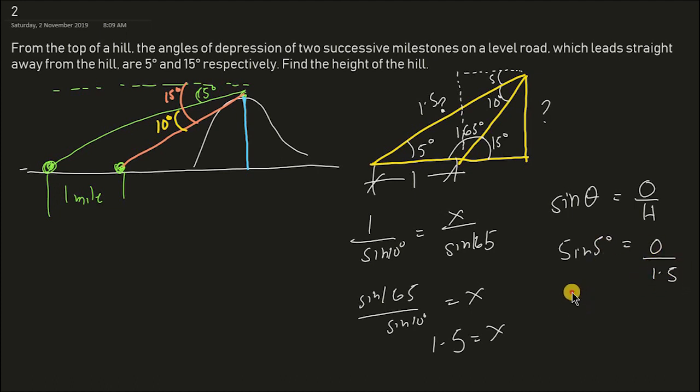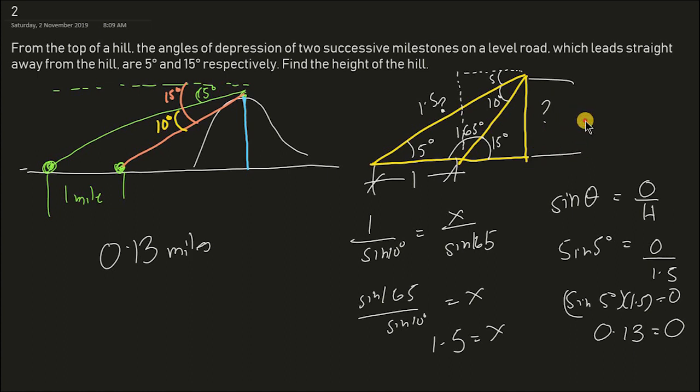Transpose natin yung 1.5 sa kabila. That's sine 5 degrees times 1.5. That would be the value of the opposite or the height of the hill. So, doing that, that would be equal to... So, the value of the opposite side is 0.13. For our final answer, that's 0.13 miles. Ibig sabihin, yung height po na to, that's 0.13 miles.